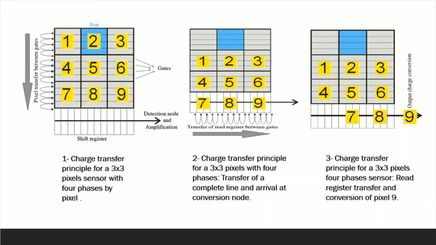At the end of each column, there is a horizontal pixel register. The register collects one line at a time and then transports the charge packets in serial mode to an output amplifier. The entire horizontal serial register has to be synchronized with the detection node before the next line enters the serial register.